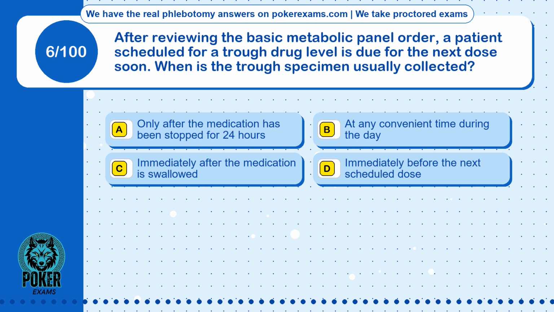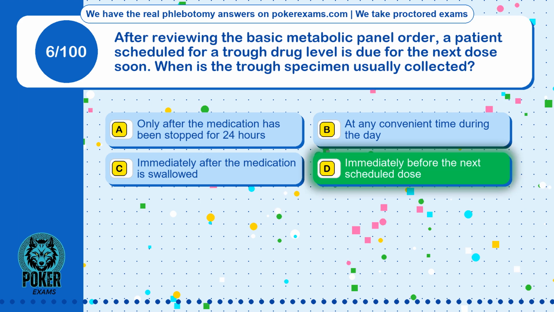Question 6. After reviewing the basic metabolic panel order, a patient scheduled for a trough drug level is due for the next dose soon. When is the trough specimen usually collected? Option A. Only after the medication has been stopped for 24 hours. Option B. At any convenient time during the day. Option C. Immediately after the medication is swallowed. Option D. Immediately before the next scheduled dose.